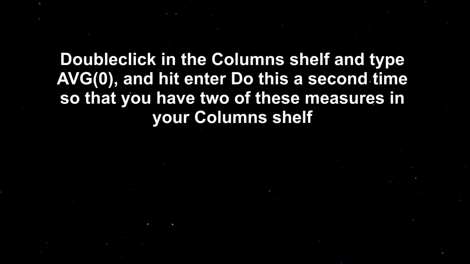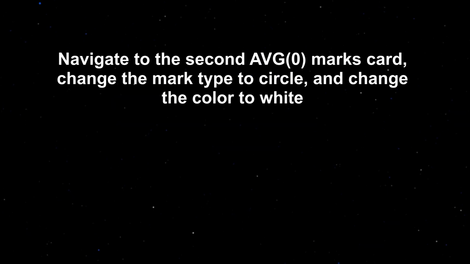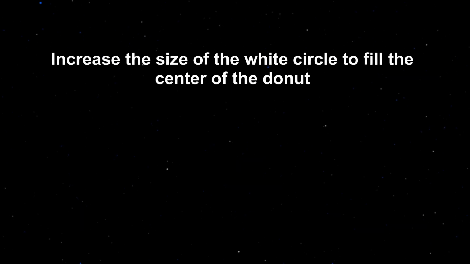Double-click in the columns shelf and type AVG(0) and hit enter. Do this a second time, so that you have two of these measures in your columns shelf. Navigate to the second AVG(0) marks card. Change the mark type to circle, and change the color to white. Increase the size of the white circle to fill the center of the donut.